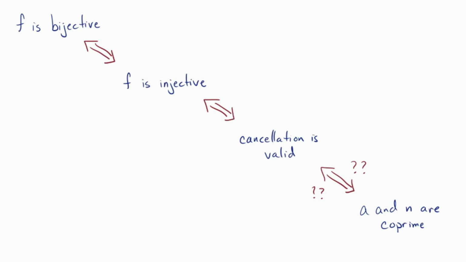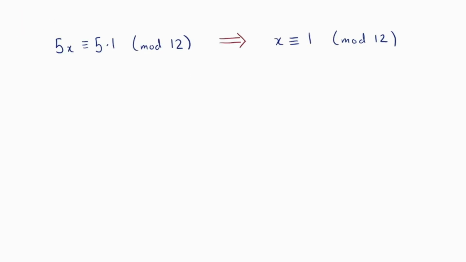So for this, we'll have to look a little more closely at cancellation and see if we can make the connection to coprimality. So let's take a look at this. Here's an example of cancellation. 5x congruent to 5 times 1 mod 12 implies that x is just 1 mod 12.